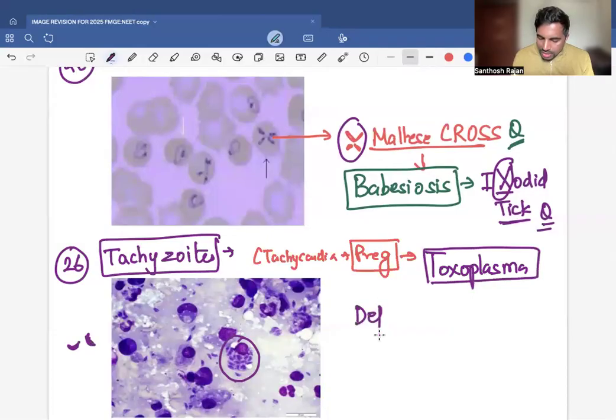Definite host is your cat. Frequently asked question again. Echinococcus is different. Here also it's different. It will be a cat, not the dog. Dog is for Echinococcus, hydatid cyst. Don't forget. This is one question.